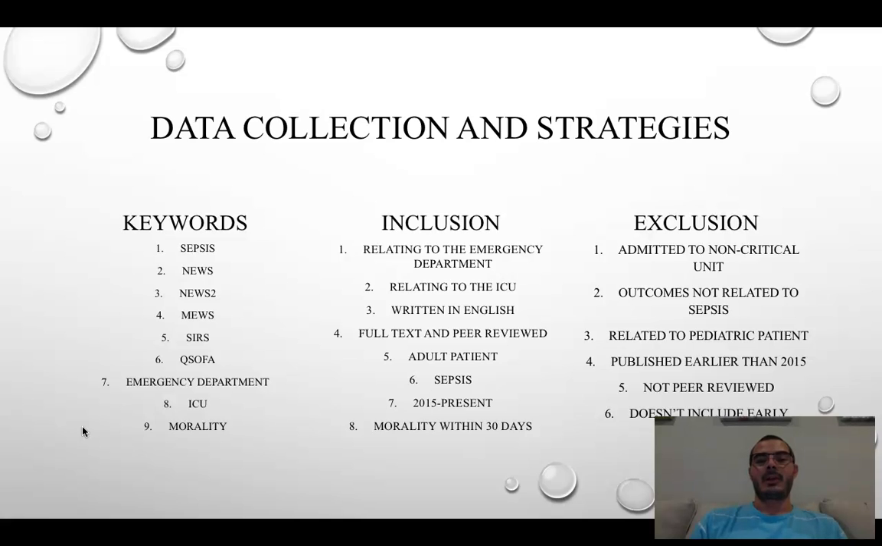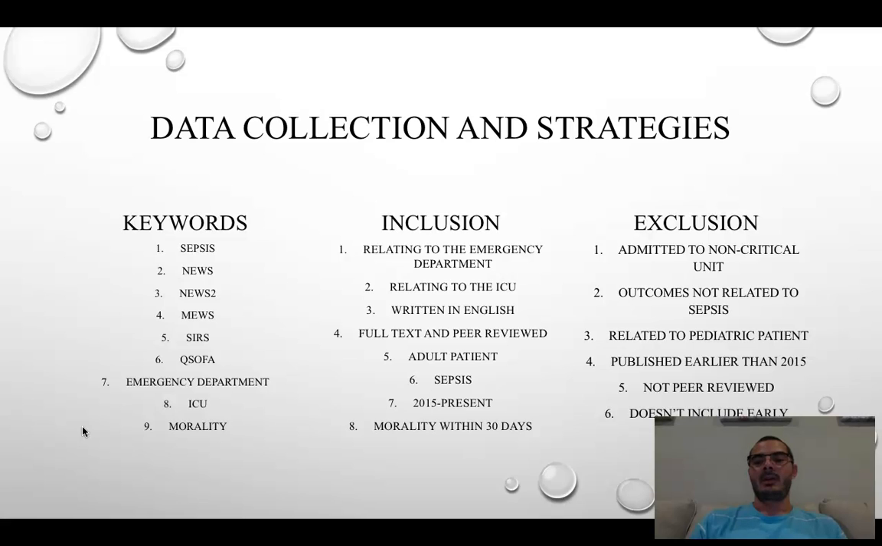The inclusion criteria that I used was articles that were related to the emergency department, the ICU. It had to be written in English, had to have full text, it had to be peer reviewed, pertain to adult patients, pertain to sepsis, had to be current from 2015 to present, and had to include mortality rates, especially within 30 days.